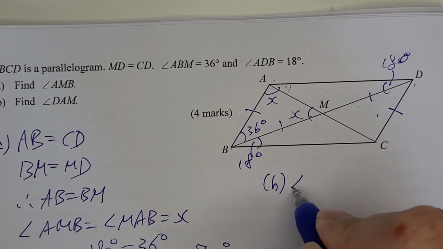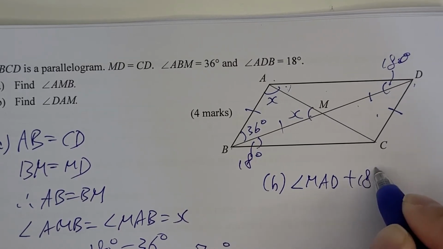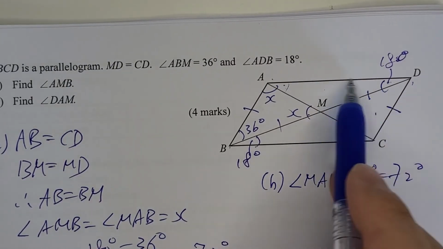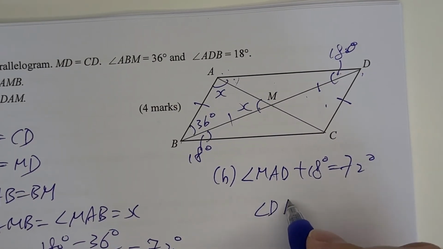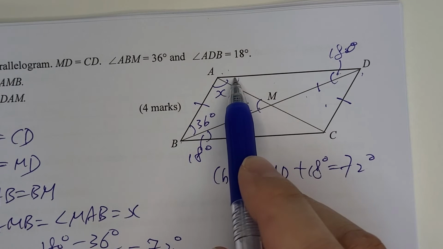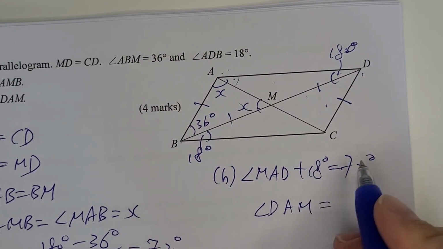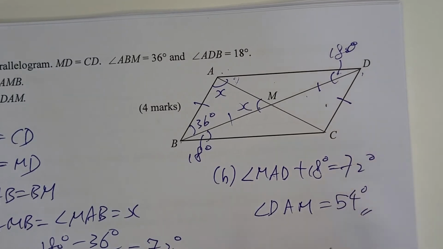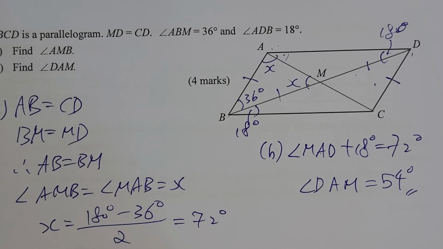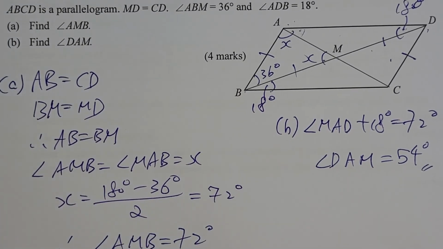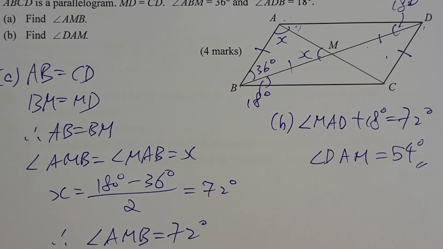Part B, angle MAD plus 18 equals 72 degrees. Exterior angle of triangle. Then angle DAM, this one will be 72 degrees minus 18 degrees, that is 54 degrees. So that's the end of part A and part B. You can look at the solution, okay. And let's move to question number 7.